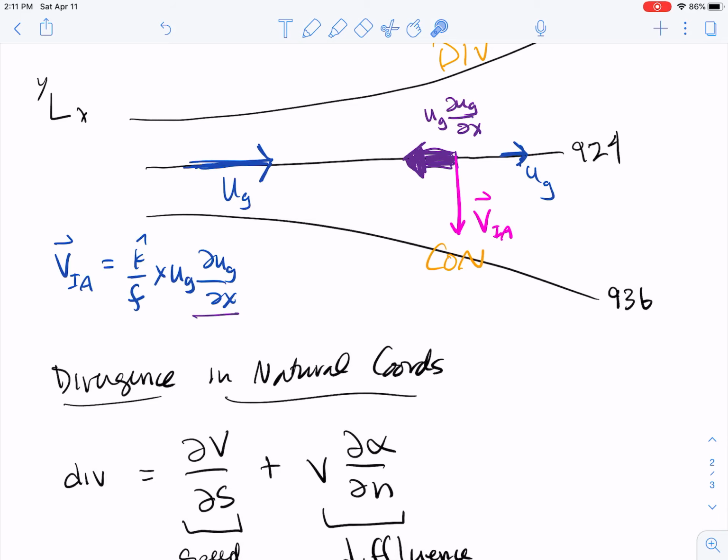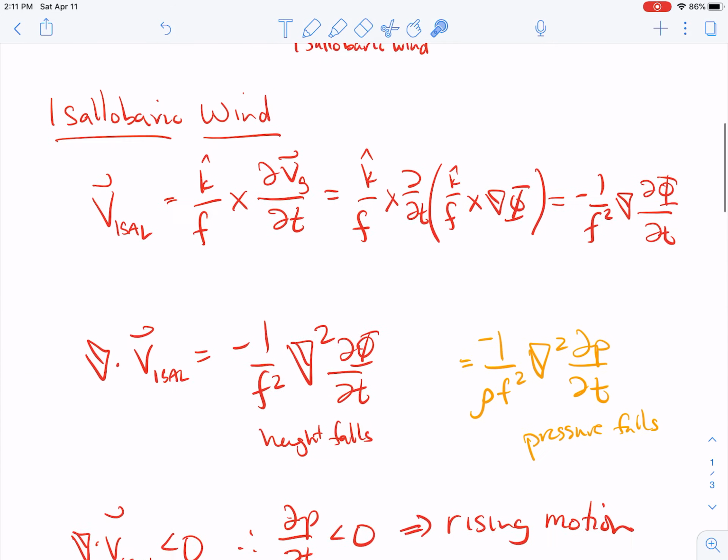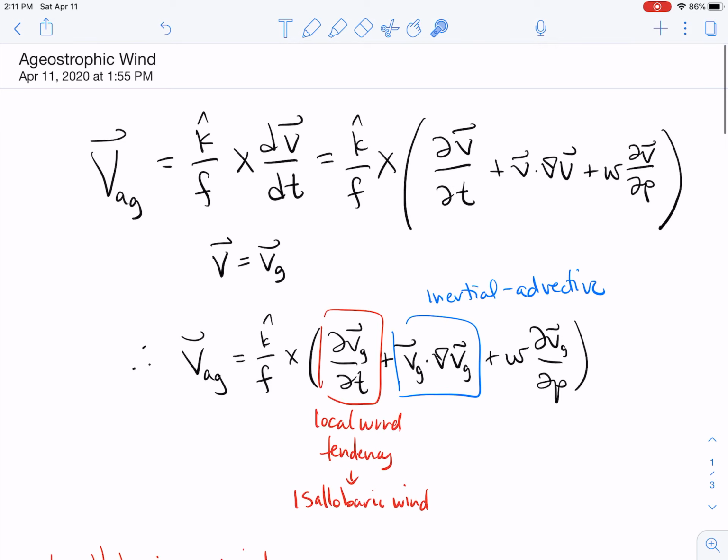So this was a bit of a look into the various terms that come from our ageostrophic wind that we've been talking a lot about. There are a couple of different factors going on in there, but when we break this ageostrophic wind down, we find some really interesting aspects, especially related to the isobaric wind and the inertial advective wind. Thanks for watching.